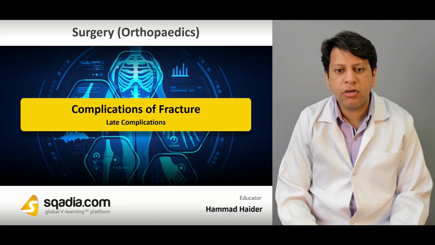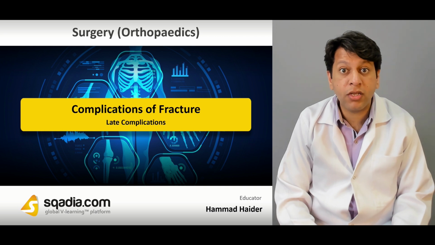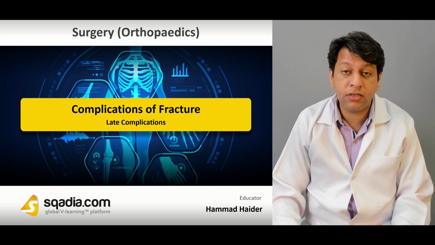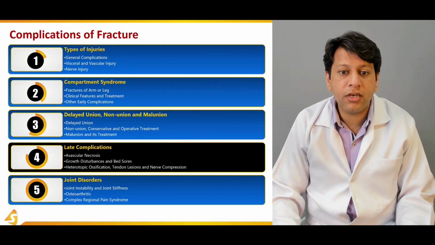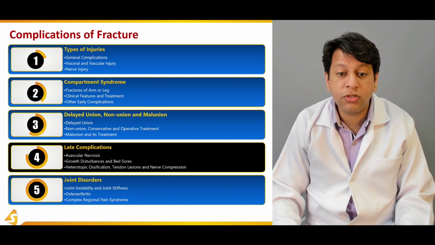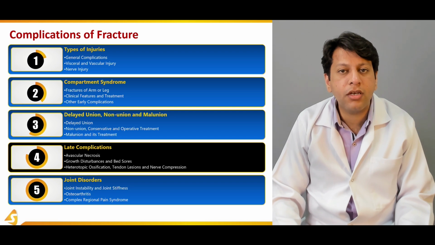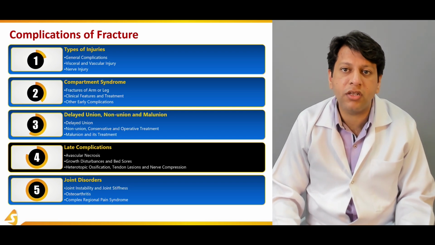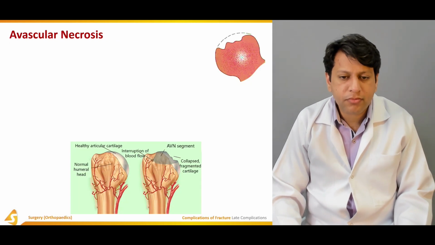Now, continuing on to the fourth section, we will be discussing again the other latent complications. We have just discussed the malunion, delayed union, non-union. We will be discussing the other latent complications such as avascular necrosis, growth disturbances, and bed sores. And lastly, the heterotopic ossifications, sternal lesions, and nerve compressions, which may be associated as well with the fractures. Now, coming to the avascular necrosis.